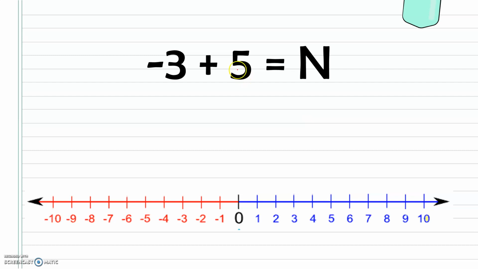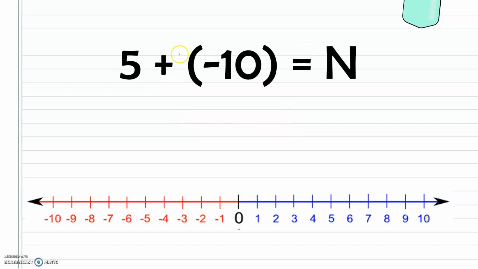Next, -3 plus 5 equals n. Again, we will locate first the first addend on the number line. So -3 is here. We'll be adding a +5, so we'll jump 5 units to the right. 1, 2, 3, 4, and 5. And we'll end up at +2. So that means -3 plus 5 is equal to +2.